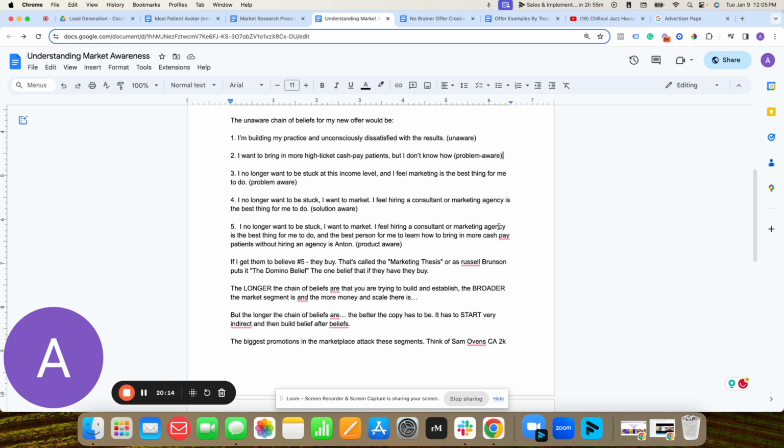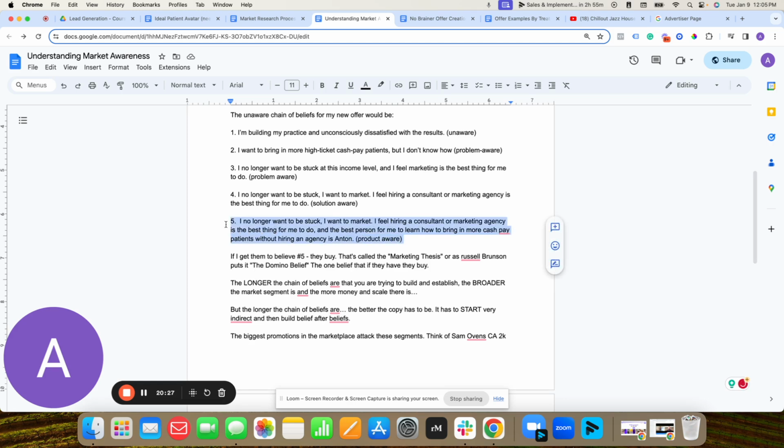I feel hiring a consulting or marketing agency is the best thing for me to do. And the best person for me to learn how to bring in more cash pay patients without hiring an agency is Anton. I want them to become product aware. If I get people to believe this, there's nothing that'll stop them from getting started with me.